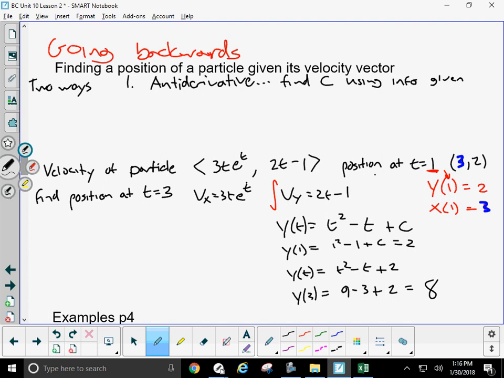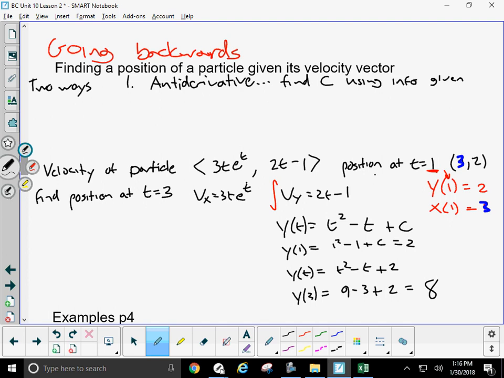Let's go back to this x velocity. Let's think about taking the antiderivative of that. I can't. You guys can't right now. There is a way to do it, but it's something that you'll learn in the future. So I need another way to find a specific position. I need another way to go backwards.